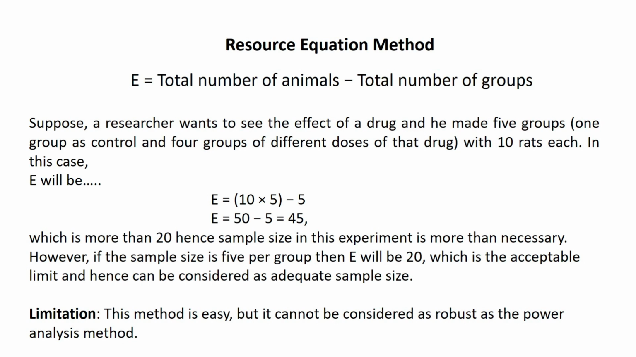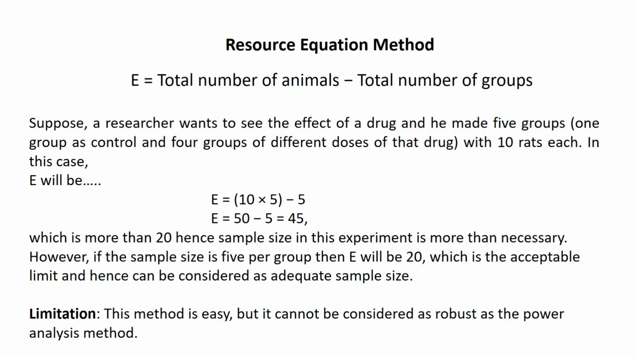Anywhere you look in the literature, suppose it is a protocol for a tumor study or some other type of study, even in that study we are selecting six animals. Tumor study means cancer study, like that. We are mainly selecting six animals per group. So the resource equation method is not preferred. And while we are doing a pharmacological study, we have to select simply power calculation.